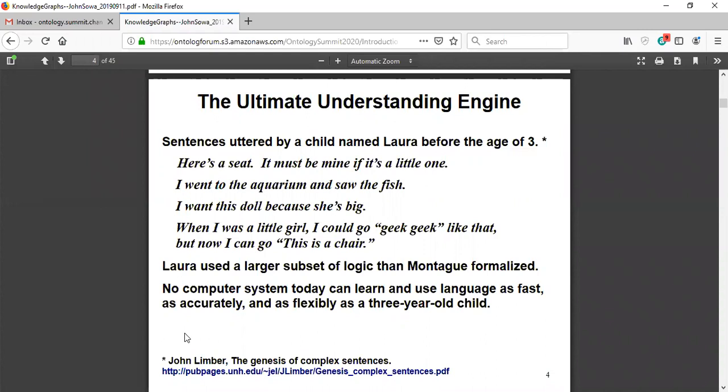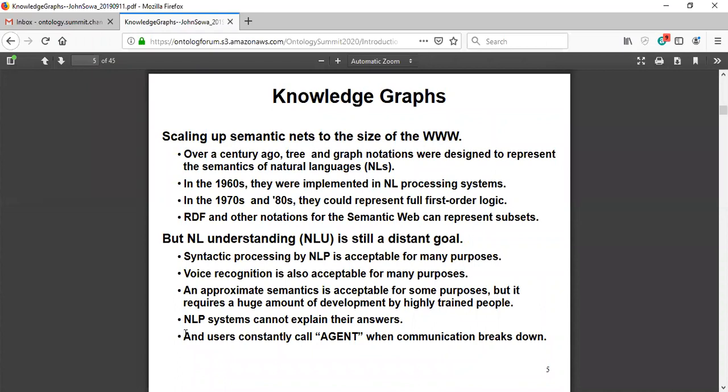Now, Jans gave a good overview of knowledge graphs. I'll just mention a few comments. Scaling up semantic nets to the size of the WWW is the main achievement, but the use of tree and graph notations to represent language and semantics goes back much further. Otto Zeltz had that in a book that he published in 1913 with an update in 1922. And then Lucien Tesnière, who had been developing dependency graphs, which are still very widely used in natural language processing, was developing that into the 1930s. And his final magnum opus was published posthumously in 1959.